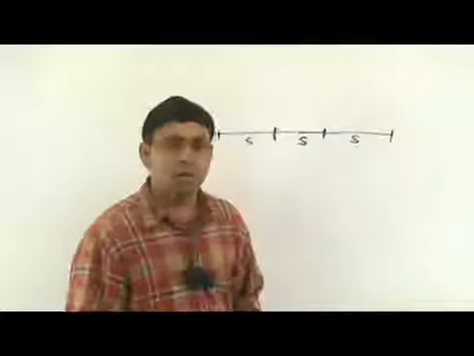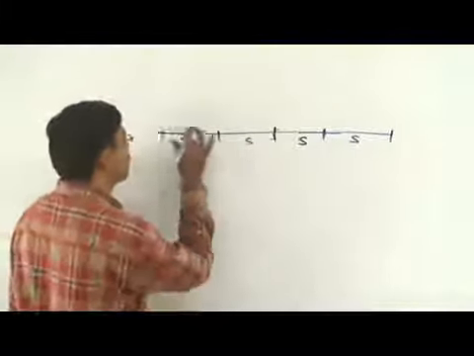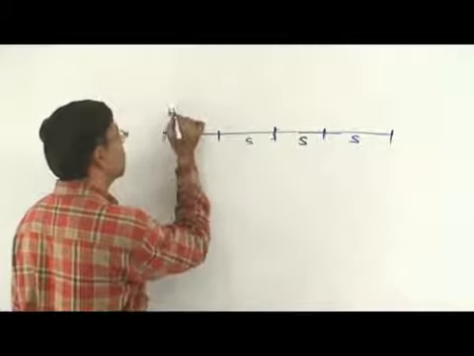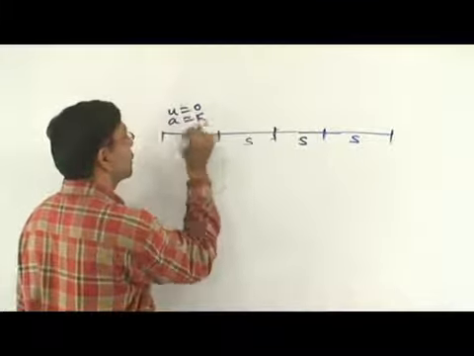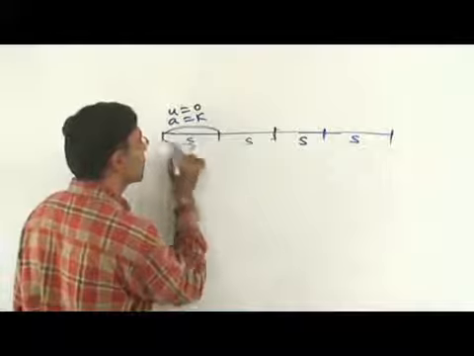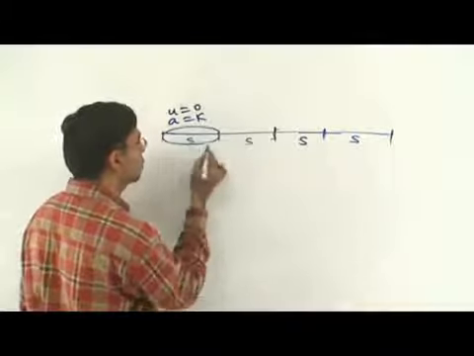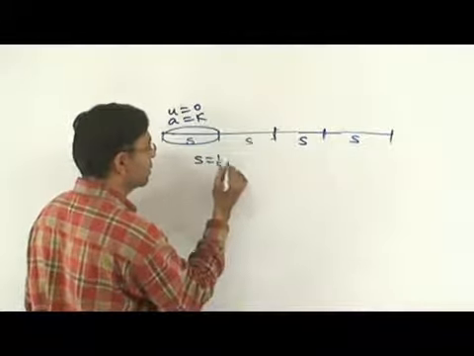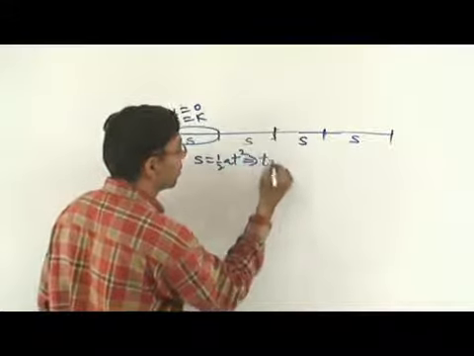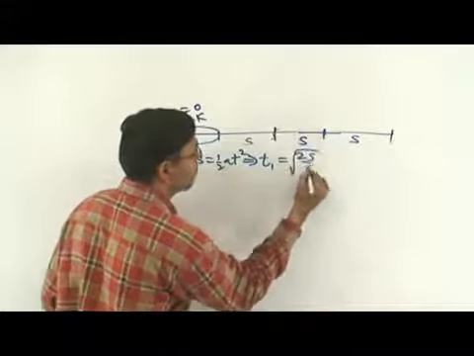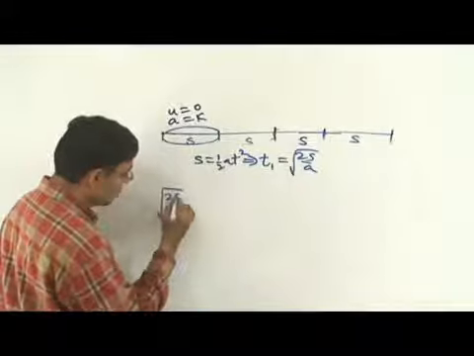Okay, so let's derive the ratio of times taken to cover successive equal displacements. U is 0, and acceleration is constant. So the time taken to cover the first S, using the equation S equal to half a t square because U is 0, is 2S by A. Let me write it here: 2S by A.